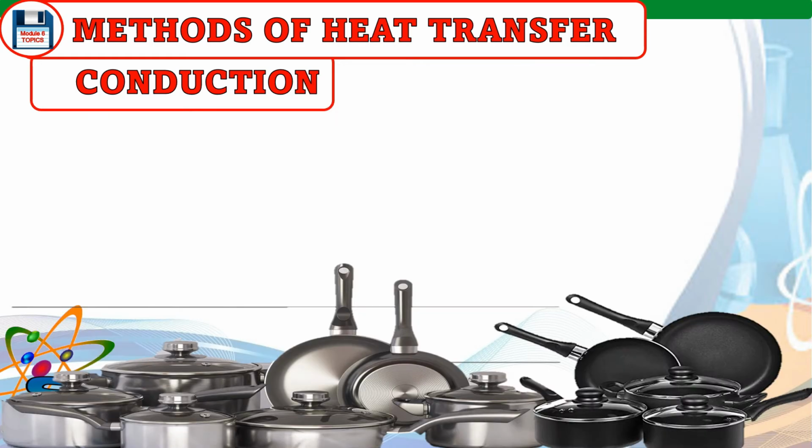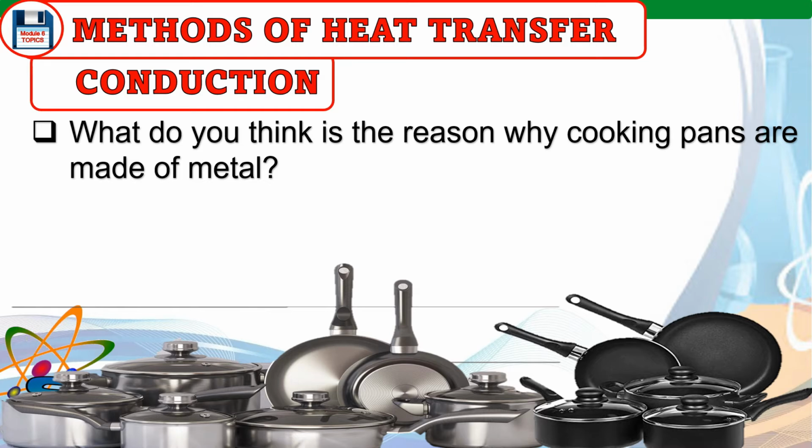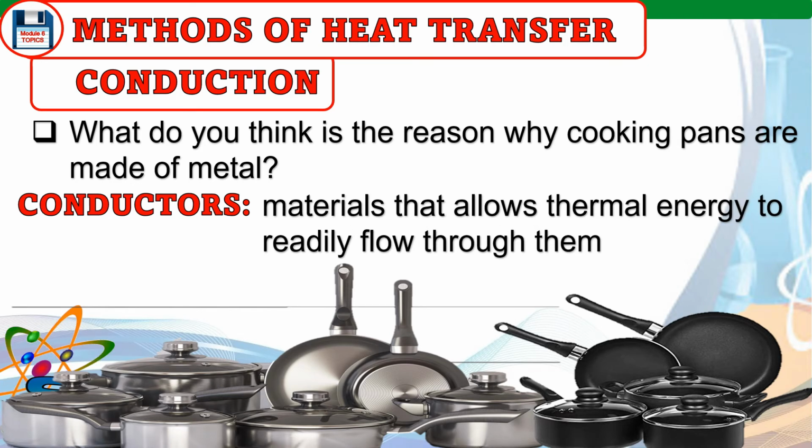What do you think is the reason why cooking pans are made of metals? You are right, because they are good conductors of heat. Conductors are materials that allow thermal energy to readily flow through them. Metals like silver, copper, steel, and aluminum are good conductors of heat.